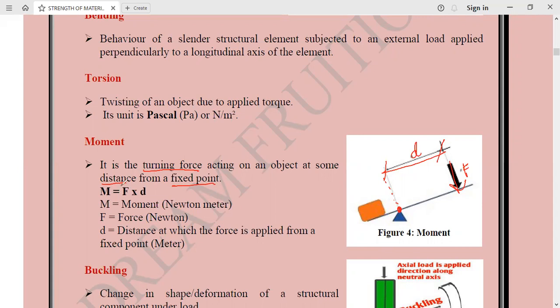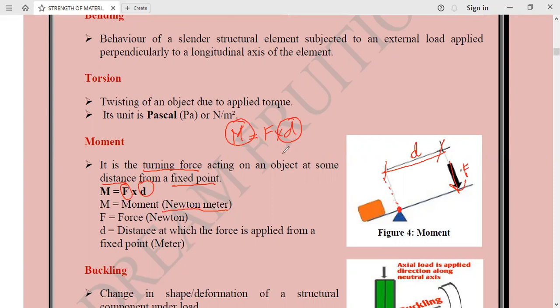So the value of moment depends upon force and distance. The unit of force is Newton. The unit of distance is meter. So the unit of moment is Newton meter. M depends upon F into D. So if we increase the value of D, the value of M will also increase.